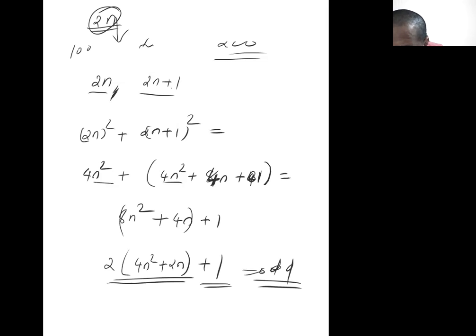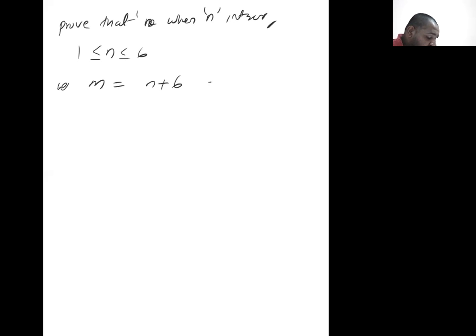Okay, so we'll do one question. Question number one. Prove that when n is an integer and n is between 1 and 6, then m equal to n plus 2 is not divisible by 10. So prove that when n is an integer, and n is between 1 and 6, we need to show that m is equal to n plus 2, the result is always not divisible by 10.